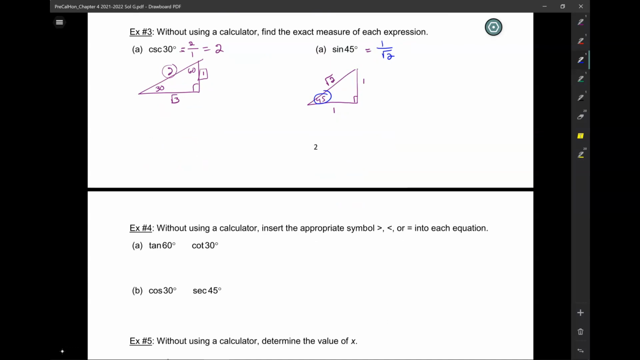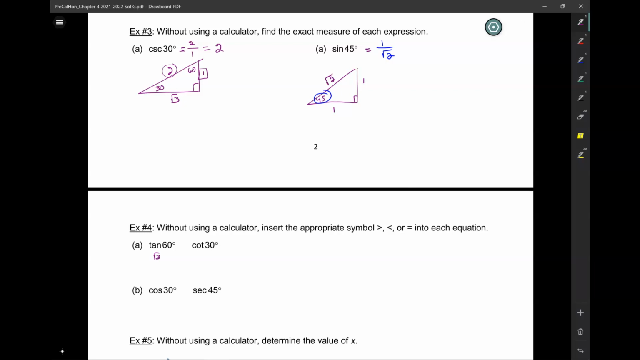Now, without using a calculator, insert the appropriate symbol into each equation. We have to compare these two quantities, okay? See if they're equal or greater than or what. So, let's see. Tangent of 60. So I need a triangle, which I already drew. I don't need to redraw another triangle every time, right? Tangent of 60 is opposite over adjacent. So what would it be here? Root 3 over 1. Yes, sorry. Root 3 over 1. So root 3.